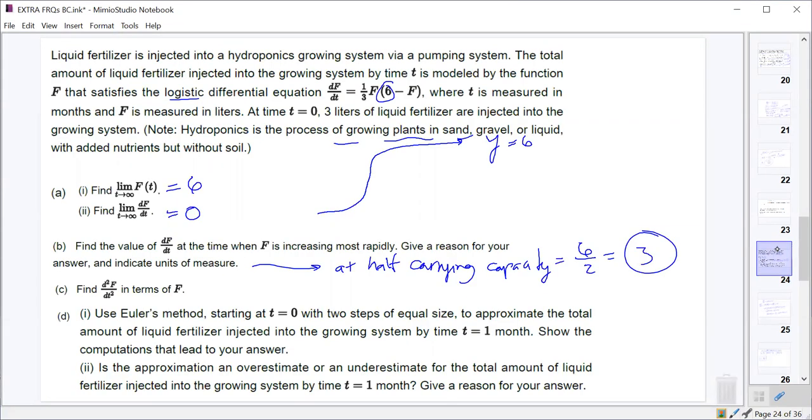And then we want to know, is that approximation an overestimate or an underestimate? And so the easiest way to do that is to figure out whether our function is concave up or concave down on that interval.